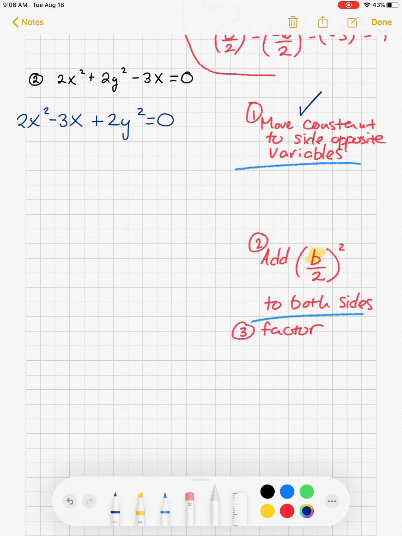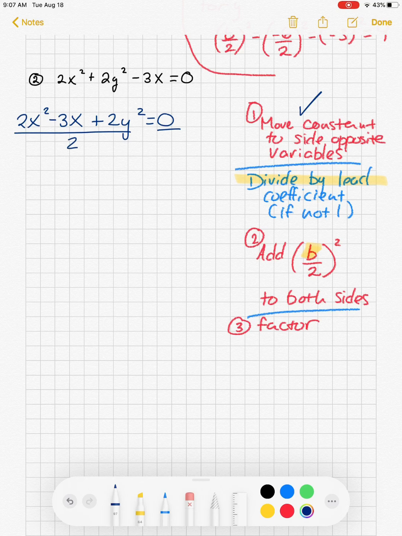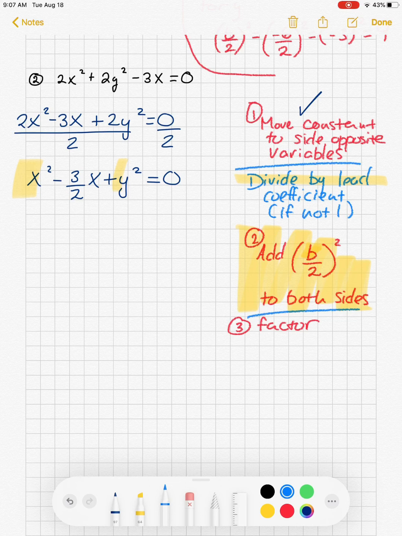So let's say, remember I said that I have to check the lead coefficient if it's not 1. Remember in my previous example, I didn't have anything multiplying in front here. So if I have something multiplying in front, before I go on to find my special numbers, I have to divide the whole equation by that value. So let's see, then I'll have x squared minus 3/2 x plus y squared equals 0. Okay, so I don't want to go on to this step until I make sure that I have only 1's in front of x squared and y squared. So now I'm good to go.